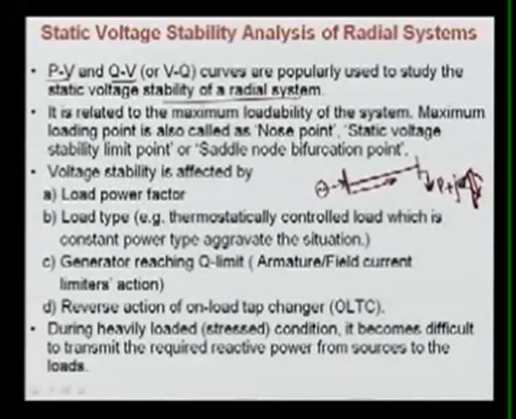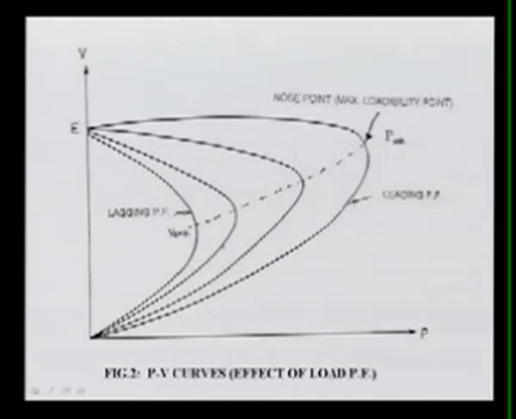Here you can see, this is your nose point, this is your PV curve. This is P, the real power you are changing, and the voltage of the system changes accordingly. Take any power factor, say this is for unity power factor; it follows this curve. For the different power factors it is drawn, and here are the nose points, also called the saddle node bifurcation point.